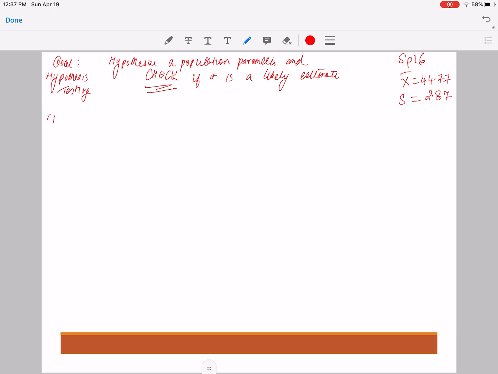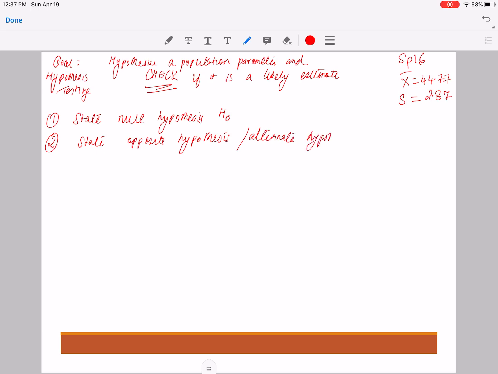So the first item here is to state the null hypothesis, which is H naught. Whatever hypothesized value that you have for the population parameter, we are going to state here. The second step is to state the opposite hypothesis, most commonly referred to as the alternate hypothesis. We call it HA.